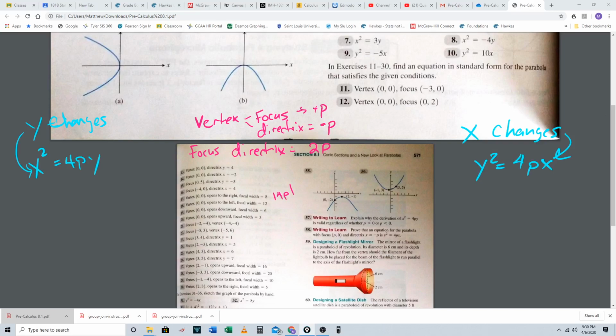I'm going to clear the screen. Well, I'm going to get rid of some.